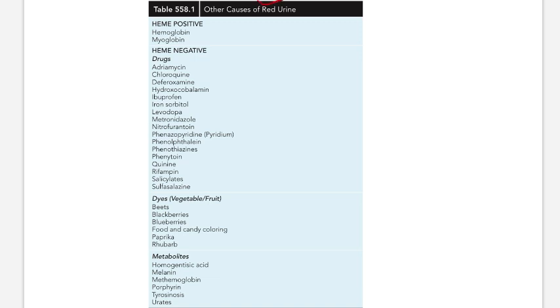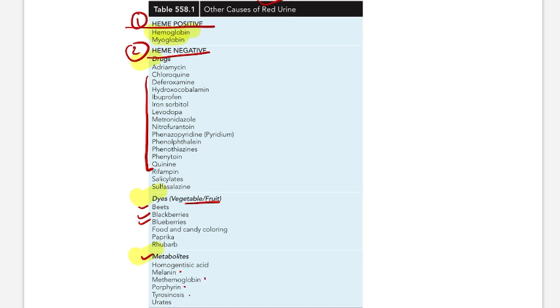Other causes of red urine. First is heme positive, second is heme negative. In heme positive, just two things are mentioned: hemoglobinuria and myoglobinuria. In heme negative, there may be drugs, dyes and metabolites. In drugs, there is a list of drugs you need not remember. Just remember, drugs can also cause red urine, which is heme negative. Dyes like beets, blackberry, blueberries, and metabolites like homogentisic acid, melanin, methemoglobin, porphyrin, and tyrosinosis.